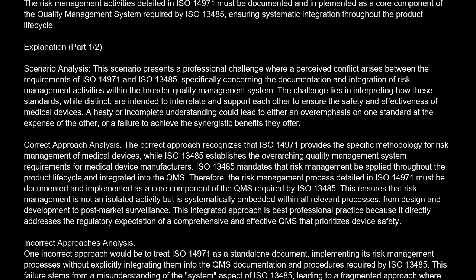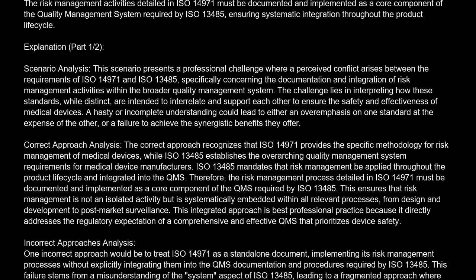Therefore, the risk management process detailed in ISO 14971 must be documented and implemented as a core component of the QMS required by ISO 13485. This ensures that risk management is not an isolated activity, but is systematically embedded within all relevant processes, from design and development to post-market surveillance. This integrated approach is best professional practice because it directly addresses the regulatory expectation of a comprehensive and effective QMS that prioritizes device safety.